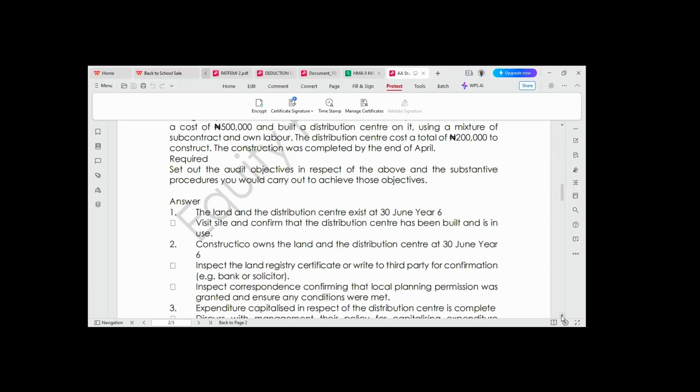Now remember that you need to be able to capitalize some of your expenses, especially those expenses that are directly related to the construction of the distribution center. They need to be capitalized. So you need to set your capitalization amount. Companies have capitalization amounts. When you buy anything, and that item that you bought is up to a certain amount of money, okay?